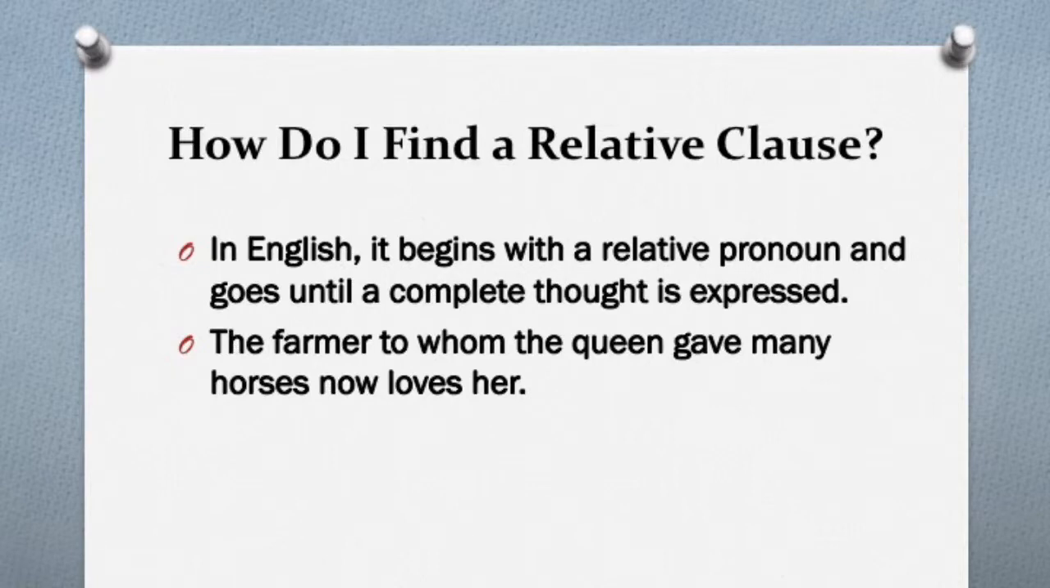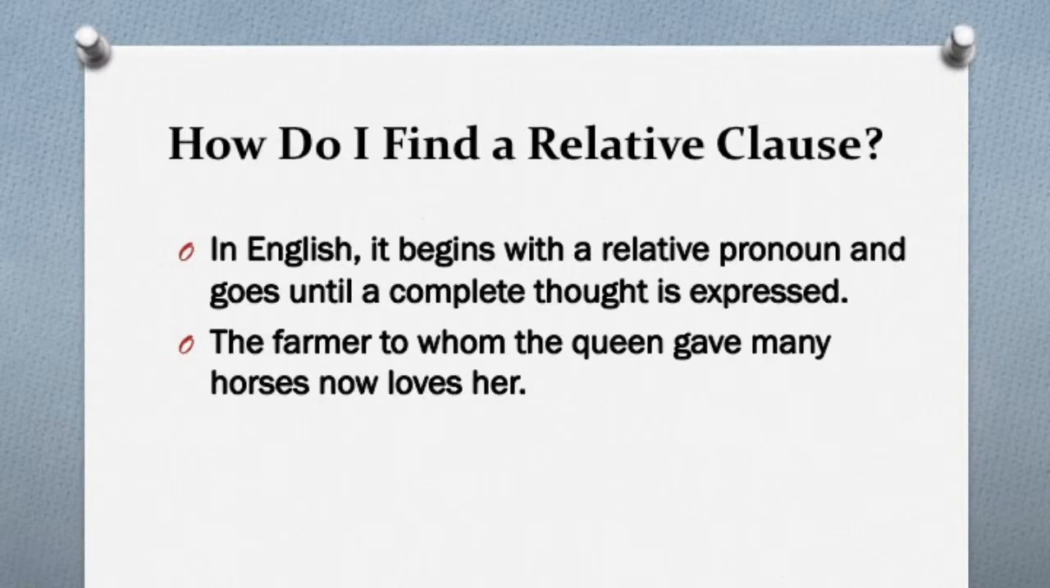To know where the relative clause ends, I have to think about what it's communicating. The queen gave many horses to someone. So the relative clause, which begins with to whom, is going to end at horses. When I look at the words that are left over, the farmer now loves her, that expresses a complete idea. So I know I have found the complete relative clause. And that's the very first step for being able to decide whether to use who, whose, which, or what form of qui, quae, quod.